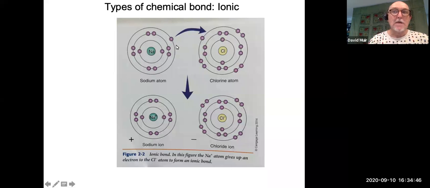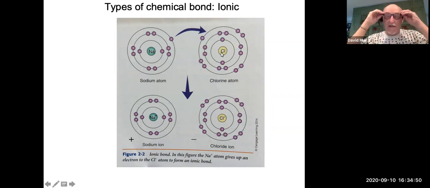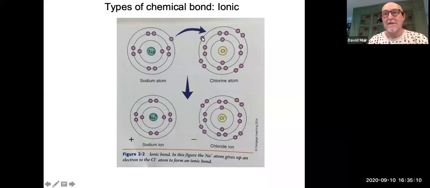Okay, so let's take another element. This is chlorine. Chlorine is a gas. And we have a look at its configuration. Here's its nucleus. Let's count its electrons. 1, 2, 3, 4, 5, 6, 7, 8, 9, 10, 11, 12, 13, 14, 15, 16, 17.